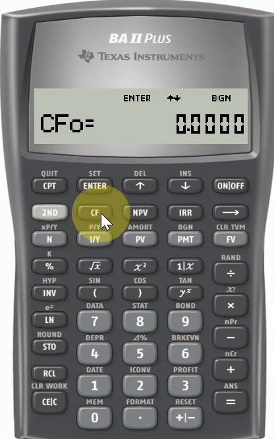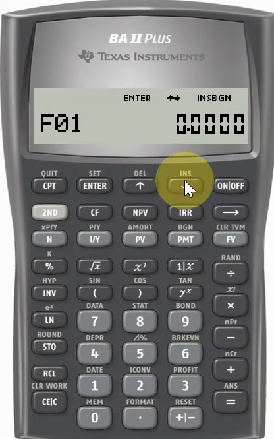Welcome back, students. Today we're going to be talking about the cash flow register key on the BAII Plus. Now, this key has three initial options: CF0, C01, and F01. At the beginning, they're all set to 0.